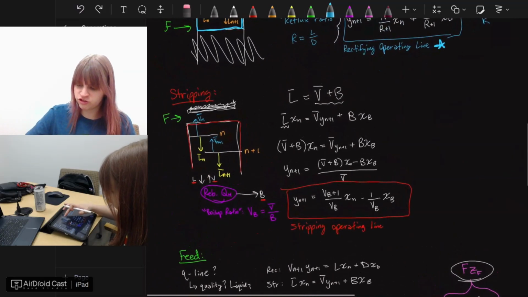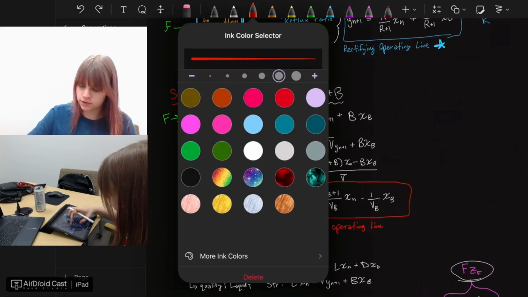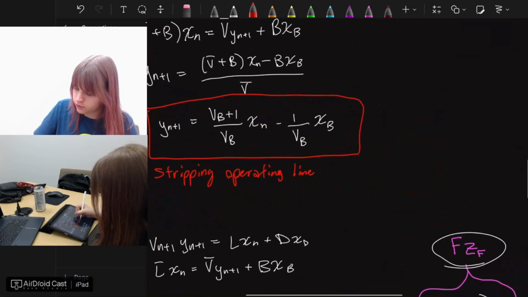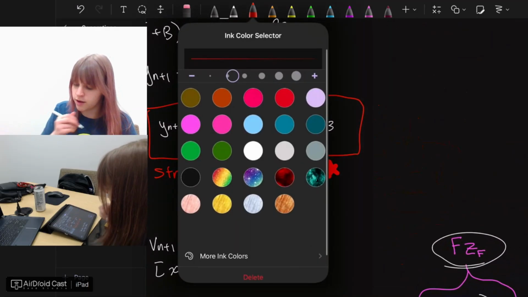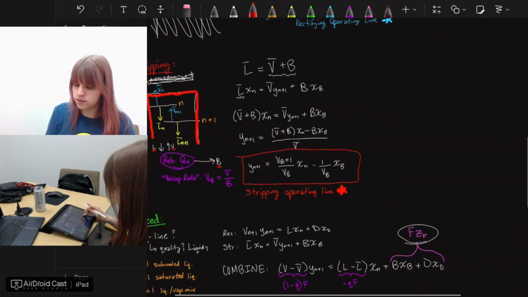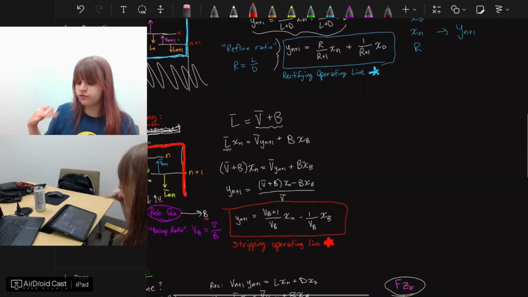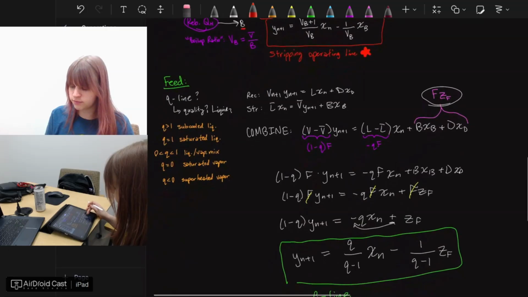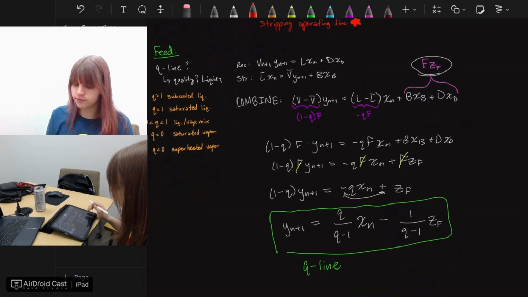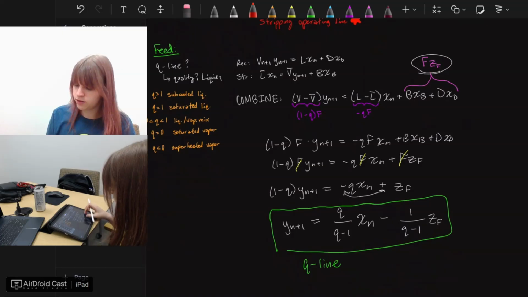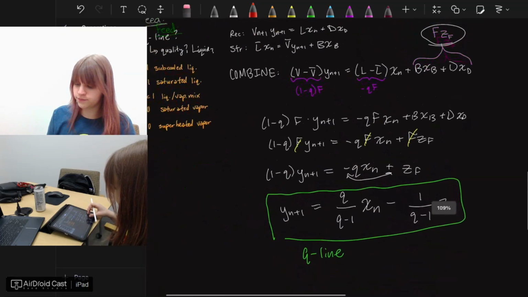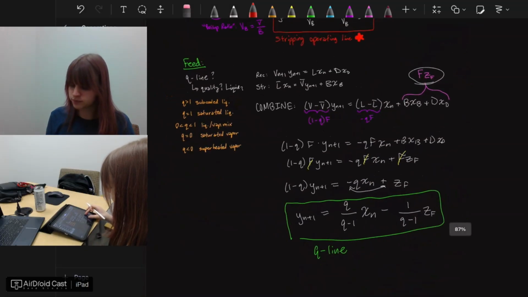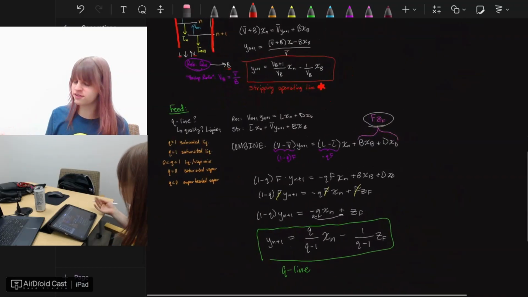Same thing with the stripping section. We had our stripping section here, our equation there, and again, you can use that to solve for things. You can also use it for plotting, which, like I said, we will get into, I believe, in the next video. And lastly, we did our Q line. This represents how much of the feed is liquid or vapor, essentially. And yeah, hopefully that covers all the bases for that.